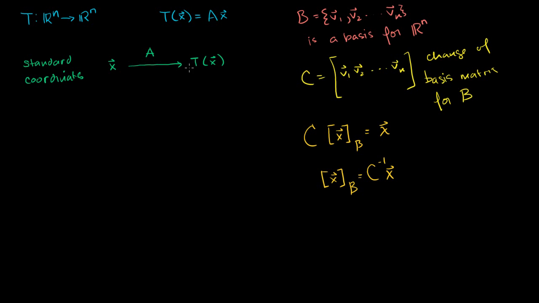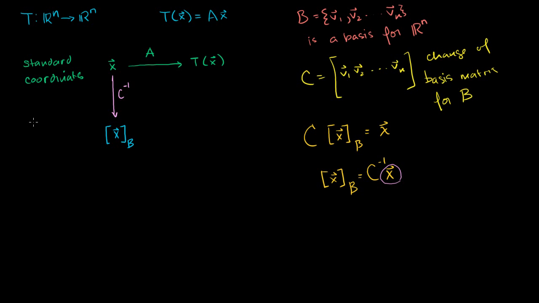So let's apply that to this little diagram here. If I have x, and if I want to write it in non-standard coordinates, what do I multiply it by? Well, I multiply it by C inverse. Whatever I write next to this line, you can say, what matrix do you have to multiply by to get to the other end point on your line? So I multiply x by C inverse, then I get the B coordinates for x.